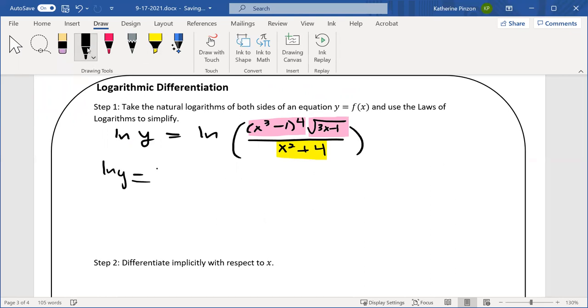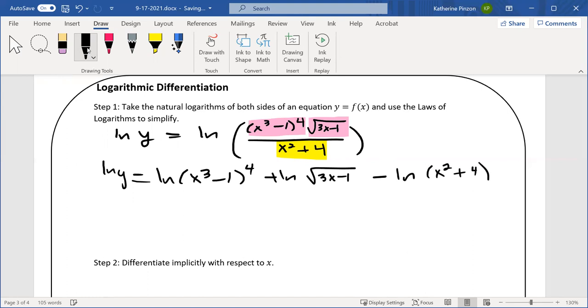I'm going to start by saying natural log of x cubed minus 1 to the fourth, plus natural log of square root of 3x minus 1, minus natural log of x squared plus 4. So I just used the first two rules, where if they're multiplied, it turns into addition. If they're divided, it turns into subtraction. Okay, the last thing I'm going to do is use that exponent rule, right?